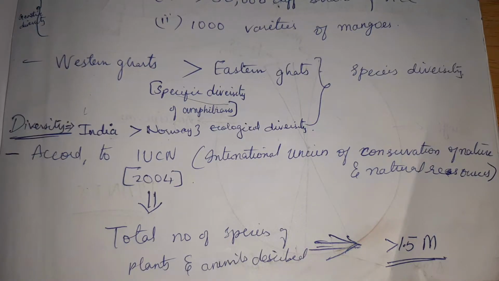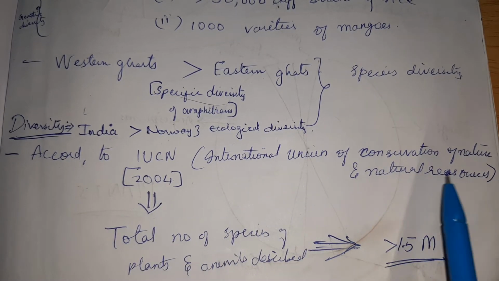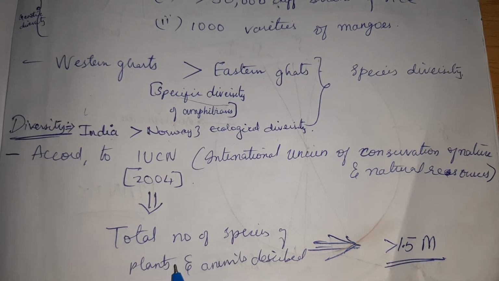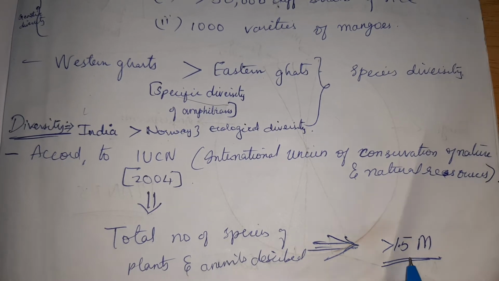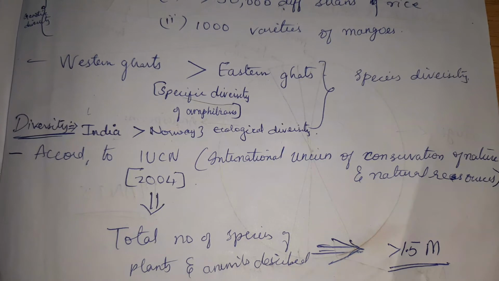Now another main point is here. According to IUCN, whose full form is International Union for Conservation of Nature and Natural Resources, in 2004 the total number of species of plants and animals described is almost more than 1.5 million. This is the given data in our textbook.